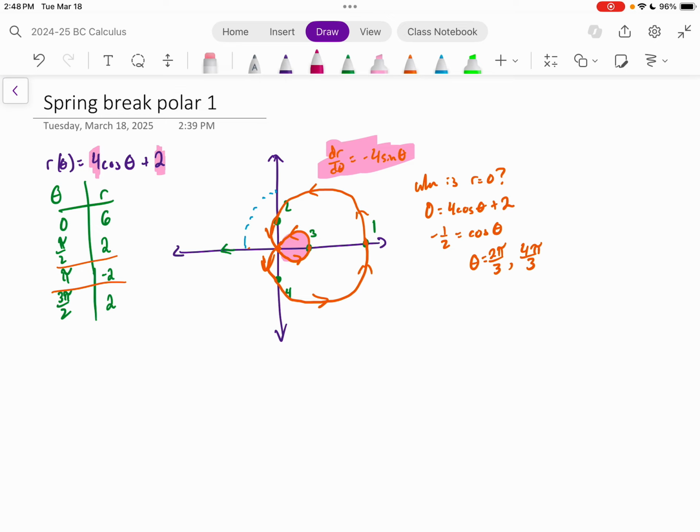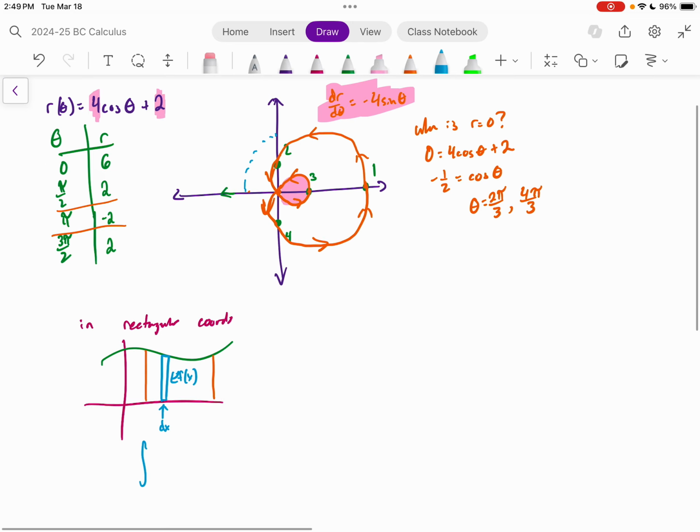Okay, so recall, in rectangular coordinates, if I had some curve up here, we summed these little rectangles from A to B. We looked at all these little rectangles, and we looked at the height, f of x, and then this dx gives me some thickness. And so the area was just the integral of f of x dx from A to B or whatever.